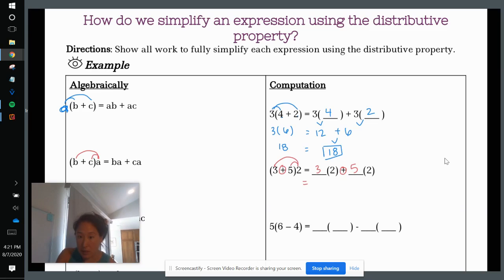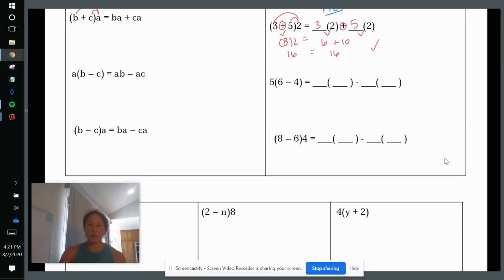Okay, let's work on the right side first. 3 times 2 is 6, and 5 times 2 is positive 10. So I get 16. All right, left side: 3 plus 5 is 8 times 2, 16. That verifies equivalent expressions. So this distributive property thing works. Where this is going to work best is when we don't have numbers inside, when we have a variable somewhere in our expression.